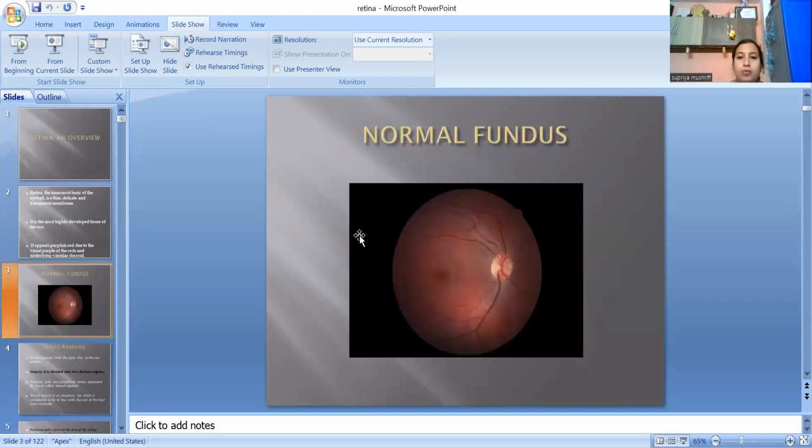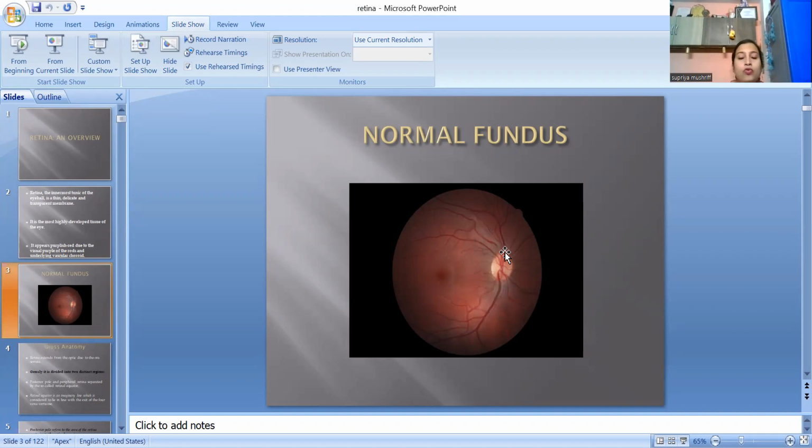So this is how our normal fundus looks. It is pinkish in hue with the optic disc, retinal vessels, and macula lutea, which is a darker red in color and temporal to the optic disc. And these two things comprise the posterior pole of the retina.